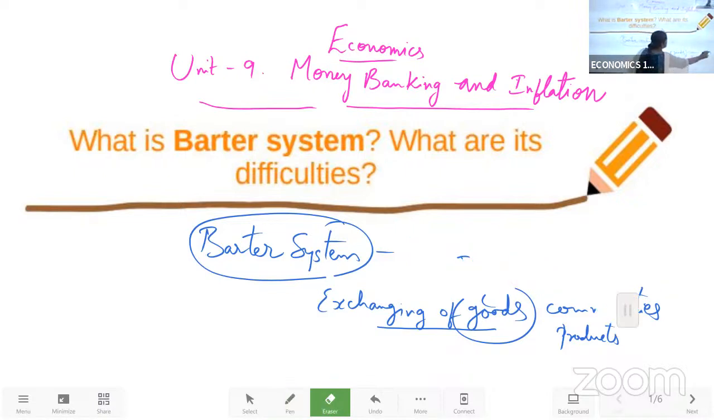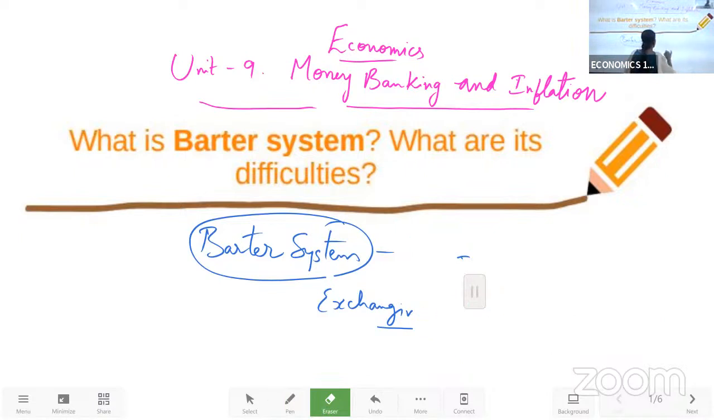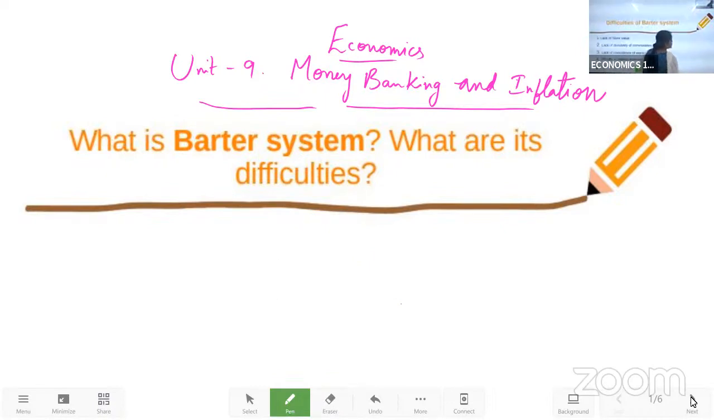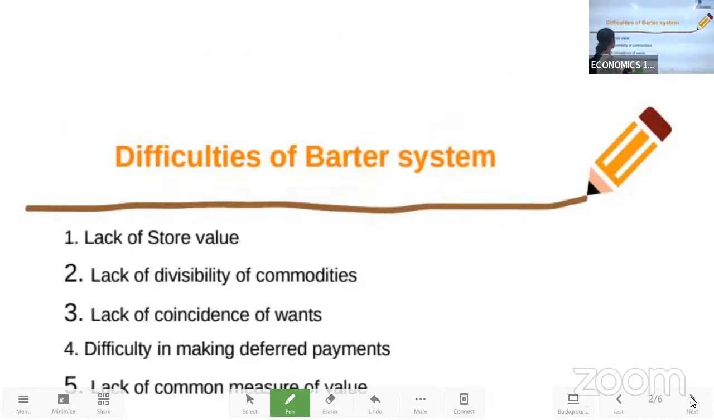I hope you are clear with this barter system. This barter system, you may get it for the 2 marks also. Okay. And next, we go with the difficulties. What are the difficulties of the barter system?